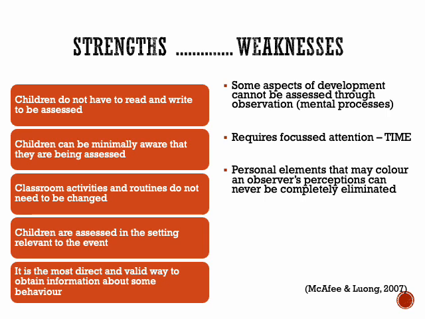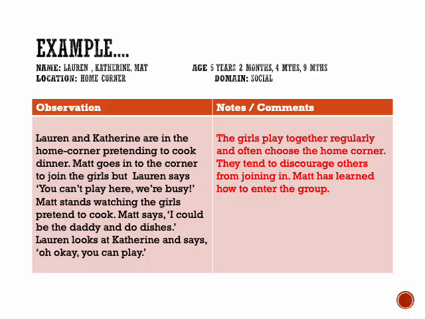and that last dot point there, we need to make sure that we are always being objective so that we are not relying on our preconceptions to colour what we believe. So, as an example, Lauren and Catherine are in the home corner pretending to cook.